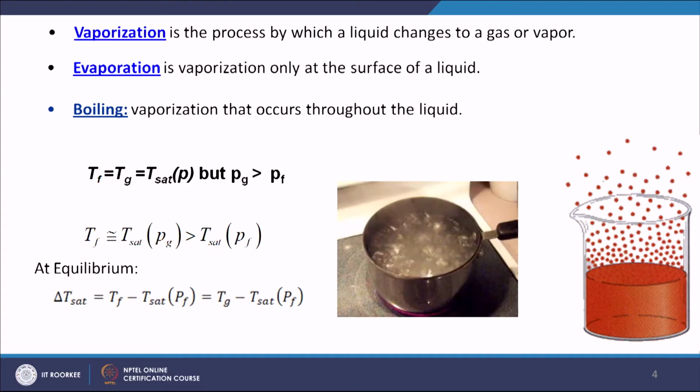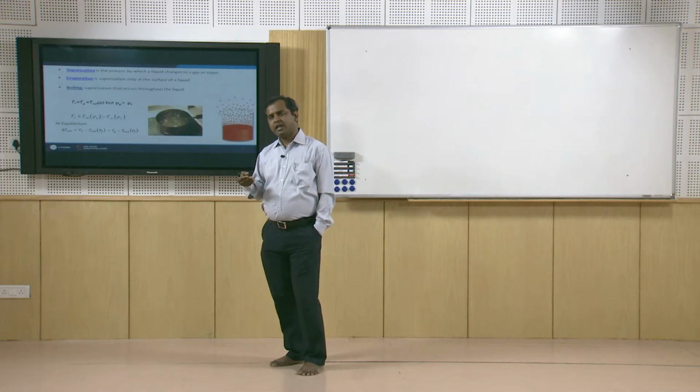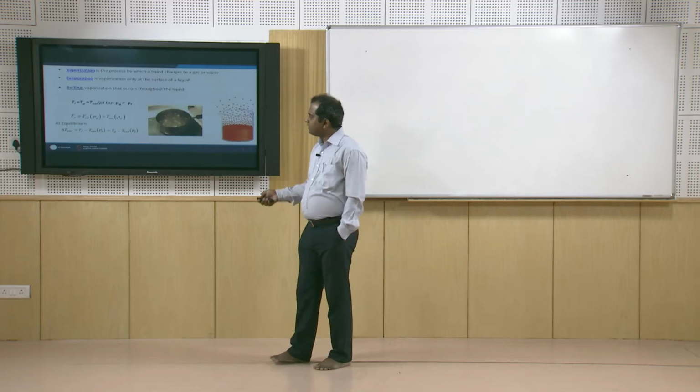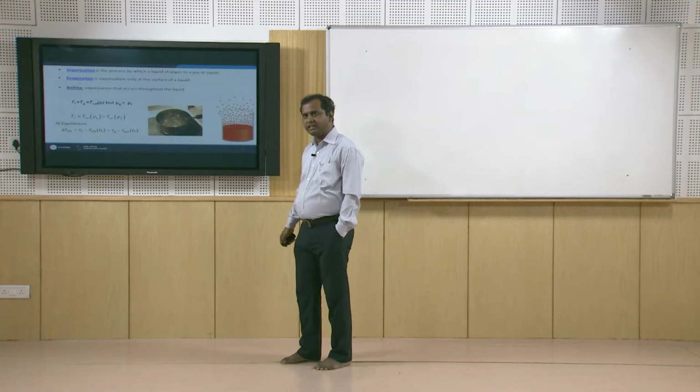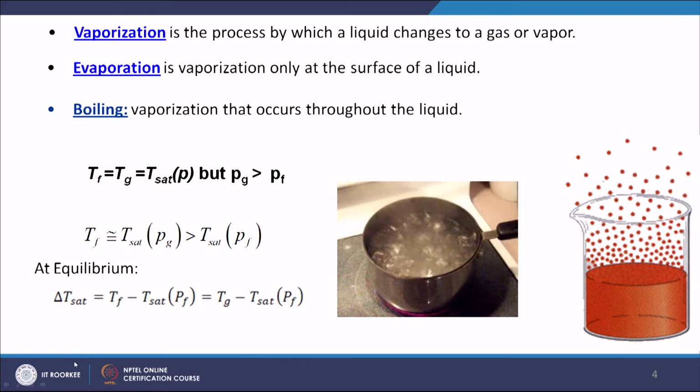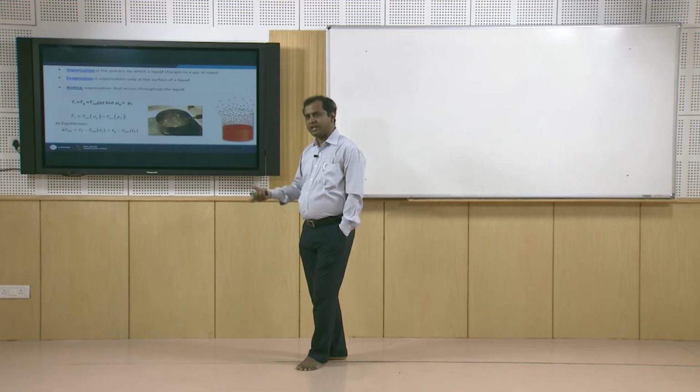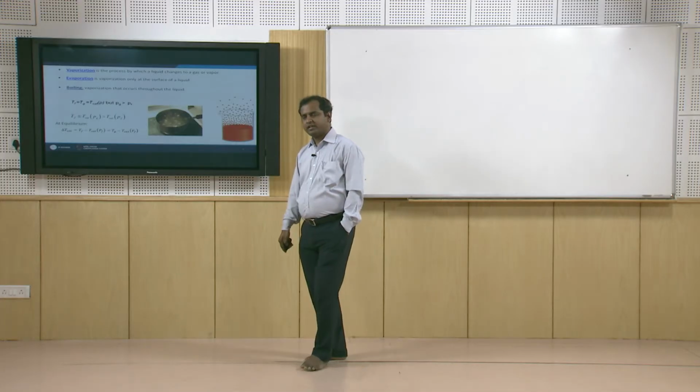So, if you think about equilibrium when boiling is happening and once again the pool is coming into equilibrium position, then you can write down that del T sat is equal to Tf minus T sat at Pf. So, this Tf is nothing but the fluid temperature and T sat at Pf is the saturation temperature corresponding to the fluid pressure, which will be equal to Tg minus T sat at Pf. So, basically these differences between the saturation temperature and the temperature for both the liquid and vapor phases will be equal, and that we will be calling delta T saturation, right.